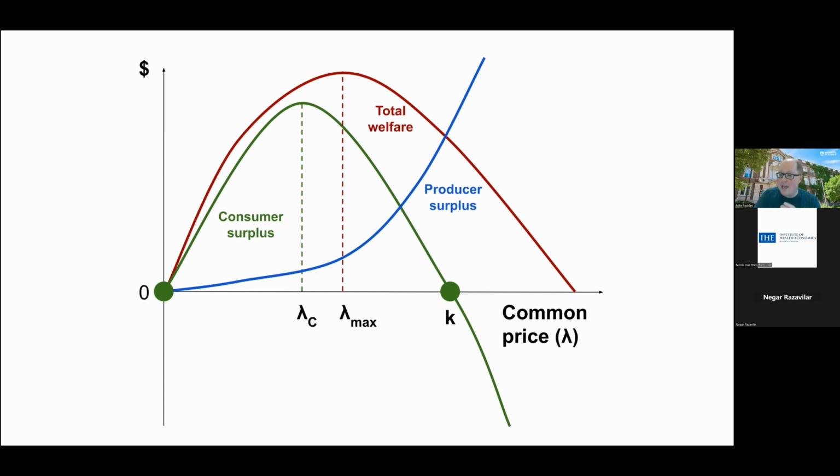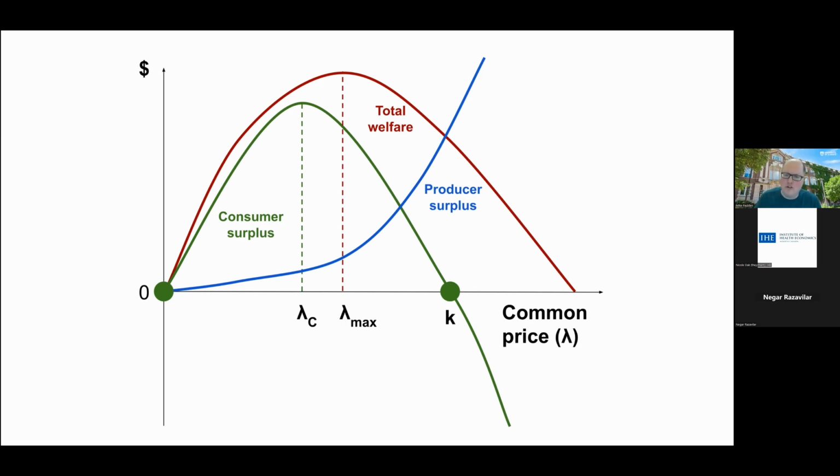And so where K is lower than V, you'll see what you see on this figure here, which is that lambda max is below K. If K is bigger than V, well, actually lambda max would be above K. It would be a different shape, and you'd maximize total welfare at a common price above K. And if they were to equal, if K and V were to equal, well, then lambda max would be at K.